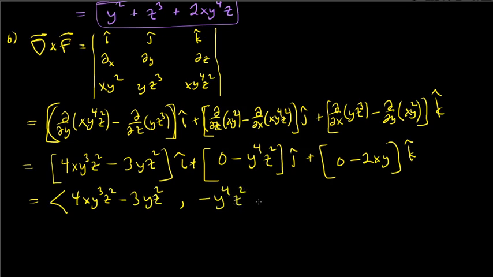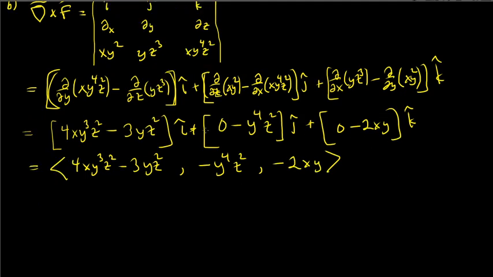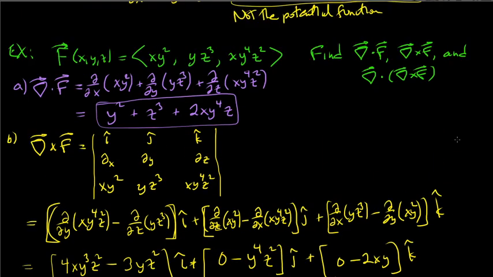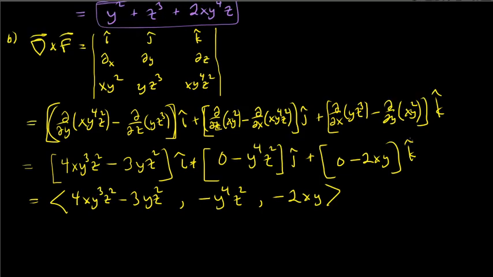xy. Great. So that's the curl. Either way, you can leave it in terms of i, j, and k. I like to write it out with the bracket here. And the last thing we're going to do here is take the divergence of the curl.